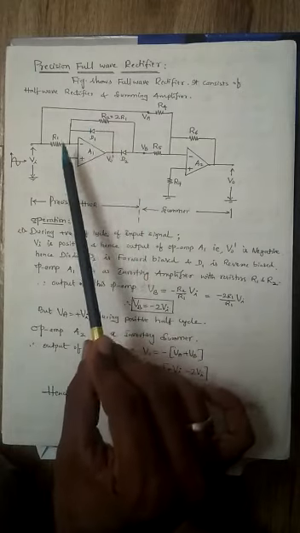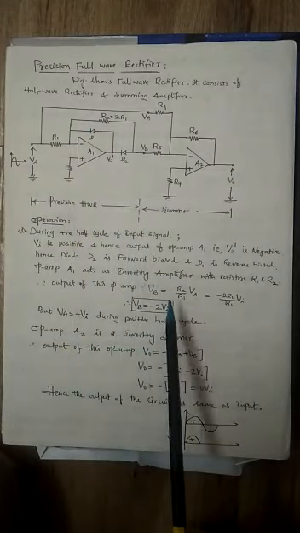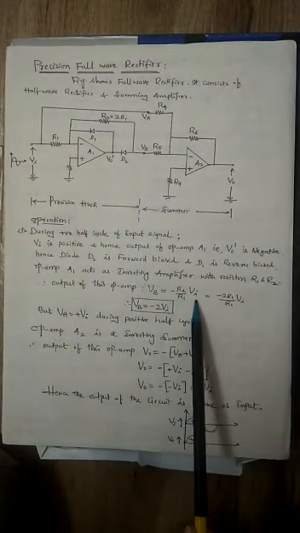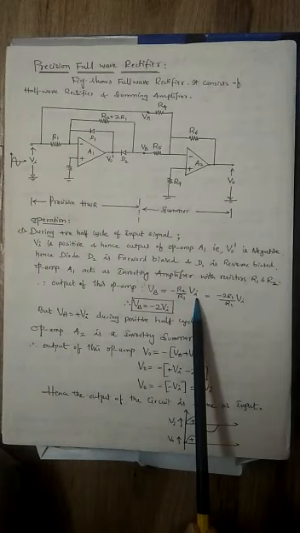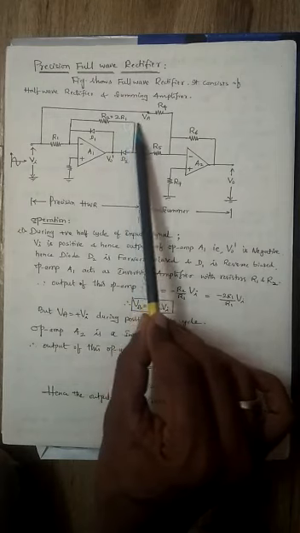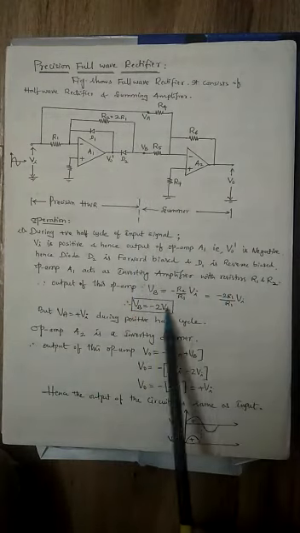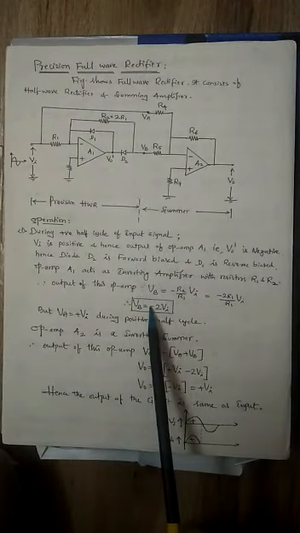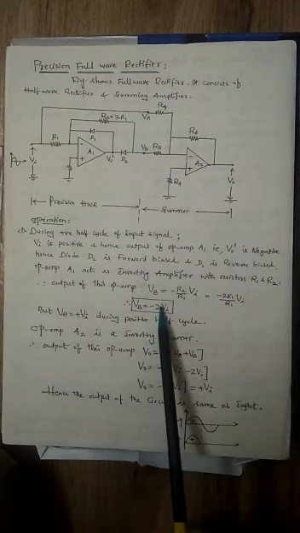That is minus R2 by R1 into Vi. You can see here, VB is equal to minus R2 by R1 into Vi. Okay, so what is R2? I have taken 2 times R1, a very important condition. Then R1 gets cancelled, and you get minus 2 Vi. VB is equal to minus 2 Vi.